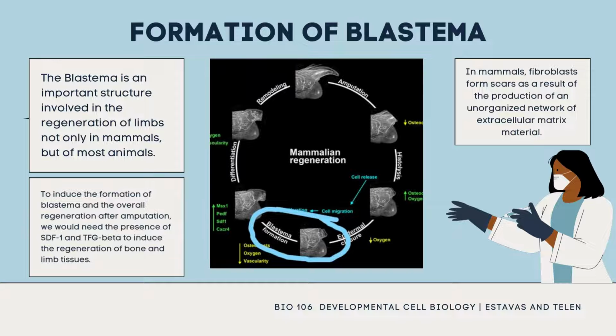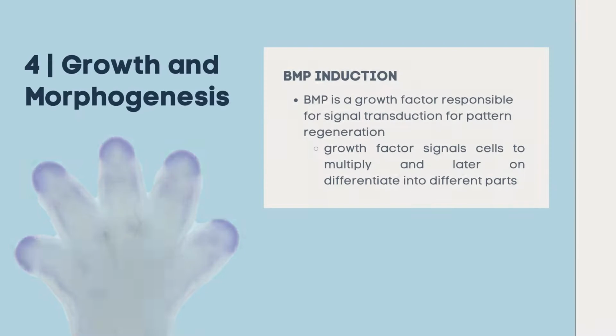To aid the formation of the blastema cells and the overall regeneration of Vivor's limbs, we need to induce the presence of stromal cell-derived factor 1, also known as SDF1. SDF1 is responsible for the initiation of osteogenic tissue formation, or in simpler terms, the regeneration of bone tissue and connected vessels. The transforming growth factor beta, or TGF beta, is also needed in order to induce skin formation and overall regeneration of limb tissue. With these induction techniques, we eventually aim to form the blastema in order to induce limb regeneration.